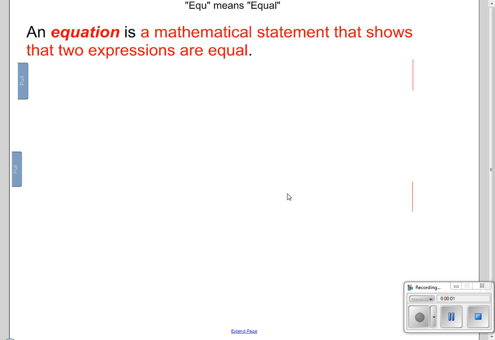Today's lesson is on equations. I might have got cut off in there in the beginning. Today's lesson is on equations. An equation is a mathematical statement that shows that two expressions are equal.